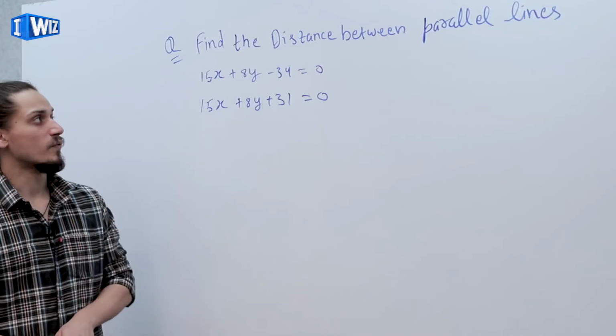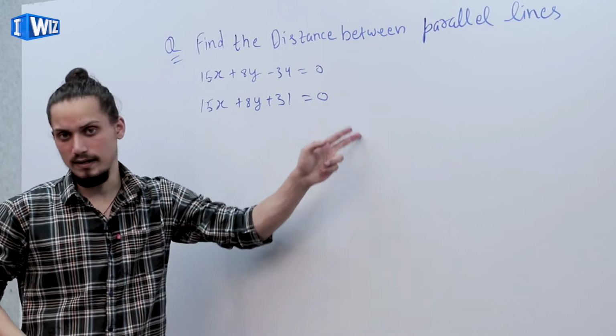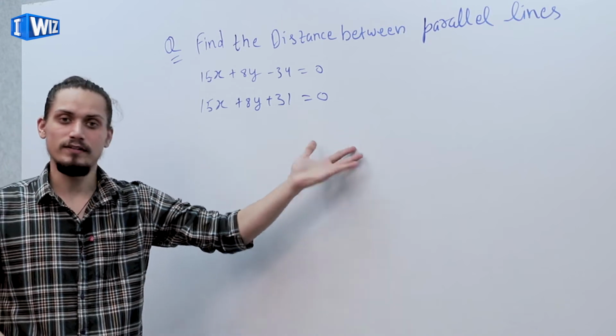Now in the next example we have to find the distance between two parallel lines. ये हमें दो parallel lines दे रखी है, we have to find the distance between them.